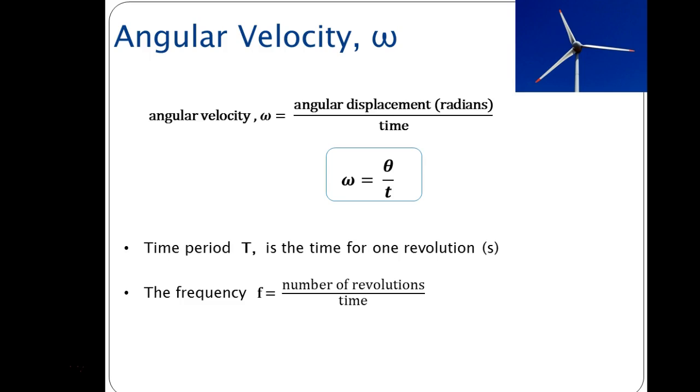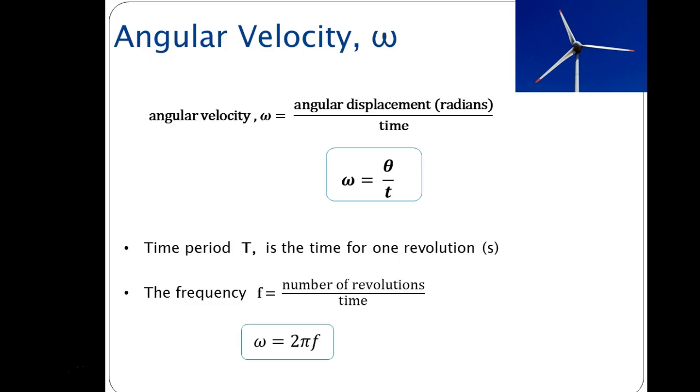Two other useful things to remember that we've covered in the past in waves is the time period, and that is the time for one revolution and is given in seconds. Another useful relationship to remember is the frequency, which is the number of revolutions per unit time and is measured in hertz. And the relationship between the two is that the frequency is 1 over the time period and vice versa.